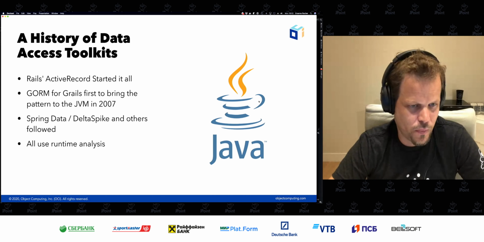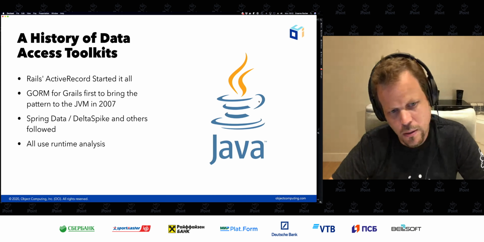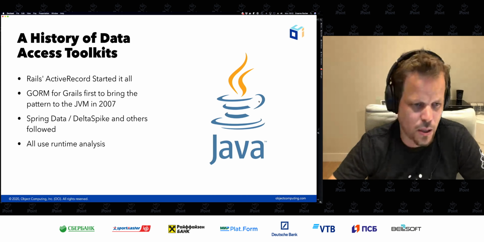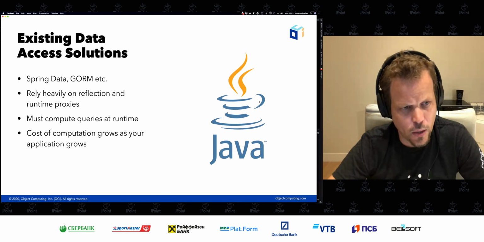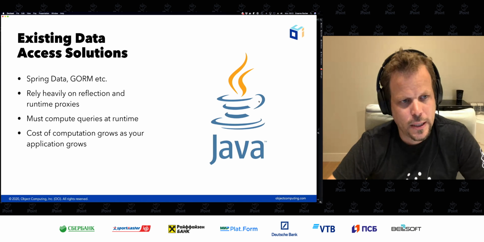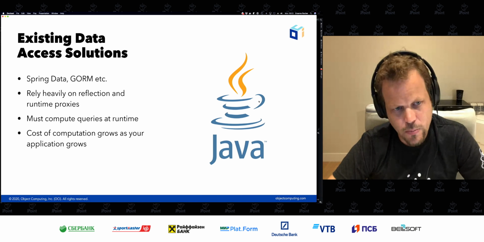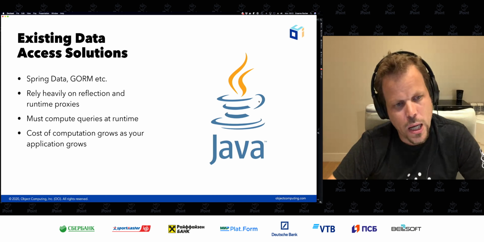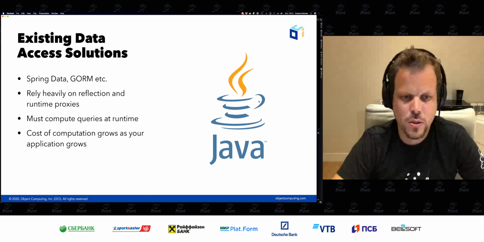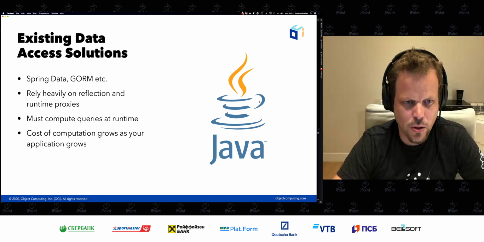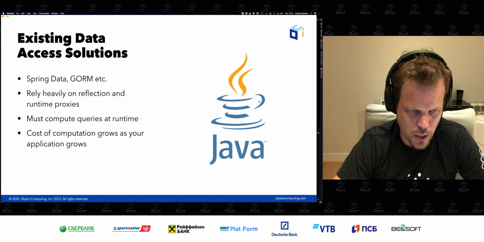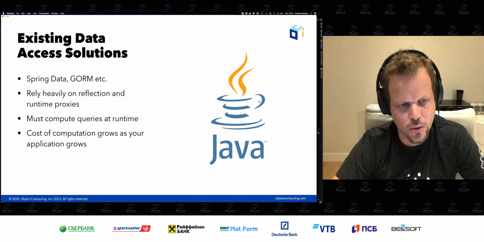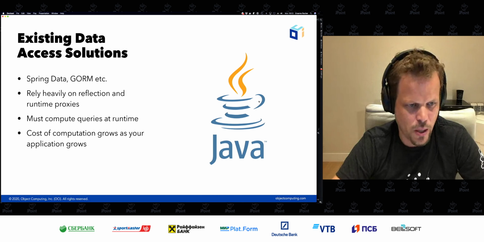After those technologies came various other technologies that essentially replicated the approach, like Spring Data and DeltaSpike and so forth. And all of them are based on runtime analysis. Like I said, existing solutions like Spring Data and GORM rely heavily on reflection, which, if you saw my previous talk, we agreed was not necessarily a good thing, and also heavily on the creation of runtime proxies, either with bytecode generation or JDK proxies or whatever it may be.